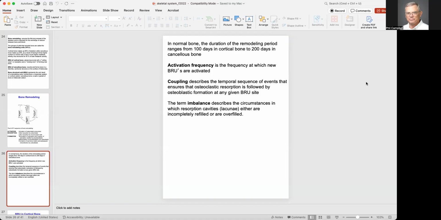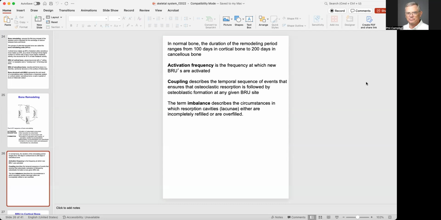This is the number of BRUs you have per bone at any given time. Let's take this tabletop. This tabletop is a plate of trabecular bone. If I have one bone remodeling unit here, what can happen? If it goes deep enough, it'll make a hole. So there's a hole here. Does that hole threaten the mechanical integrity of this tabletop?